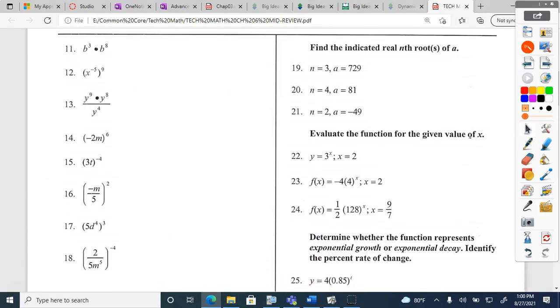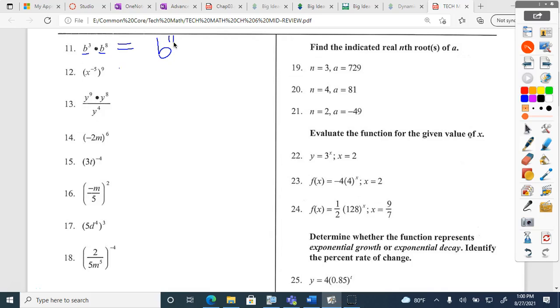11. Now we're starting to use our exponent rules here. Okay, our properties. When you're multiplying like bases, what do you do with the exponents? Add. So that is just b to the 11th power. Okay? Any questions about that?